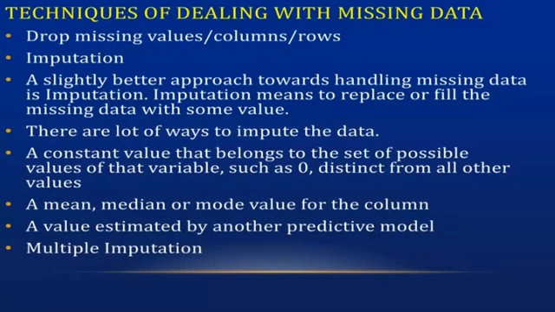Here we have the techniques of dealing with missing data: drop missing values, columns or rows, and imputation. A slightly better approach towards handling missing data is imputation. Imputation means to replace or fill the missing data with some value. There are a lot of ways to impute the data: a constant value that belongs to the set of possible values of that variable, such as 0, distinct from all the other values; a mean, median, or mode value for the column; a value estimated by another predictive model; and multiple imputation.